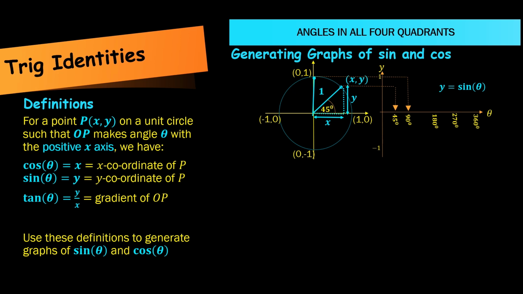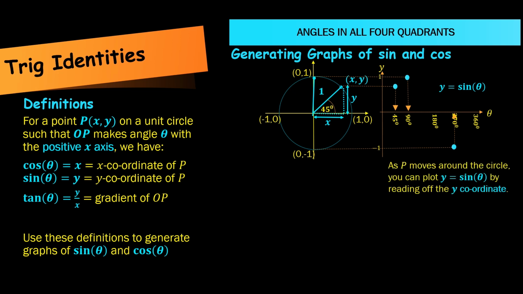The value 90 degrees is denoted here, and the value 270 degrees is denoted here. We've plotted the points, as you can see. As P moves around the circle, you can plot y equals sine theta by reading off the y-coordinate, as shown.